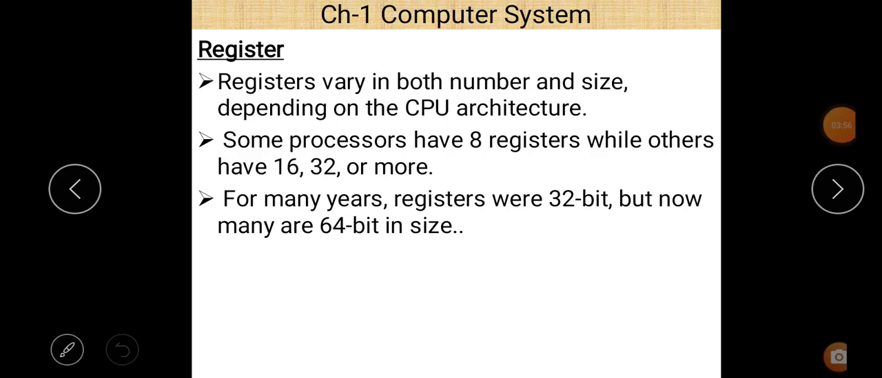Registers vary in both number and size depending on the CPU architecture. Some processors have 8 registers while others have 16 or 32. For many years registers were 32 bit, but now many are 64 bit in size. So register size varies from 8 bit to 64 bit. The most common size is 32 bit, but nowadays 64 bit is very common. So registers vary in both number and size, depending on the CPU architecture.